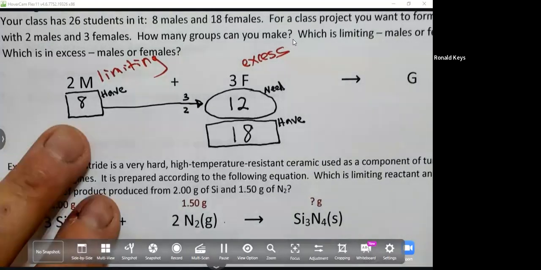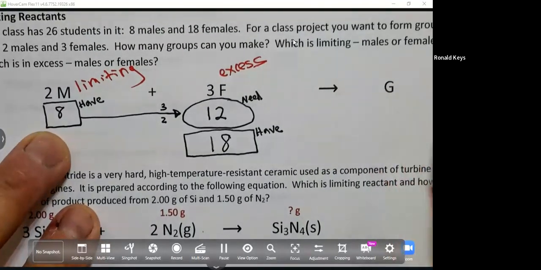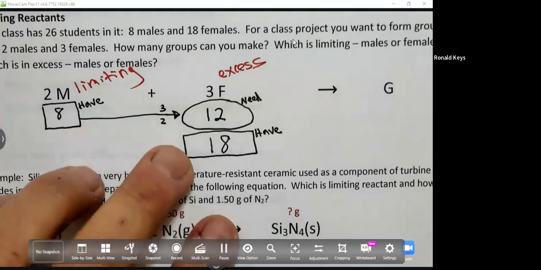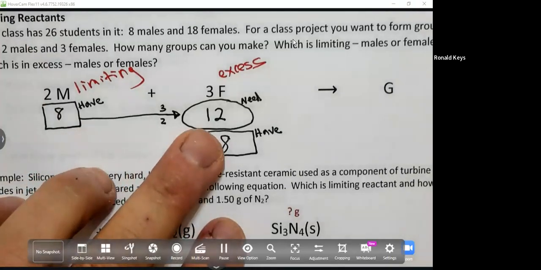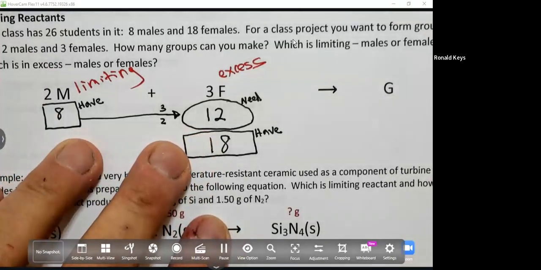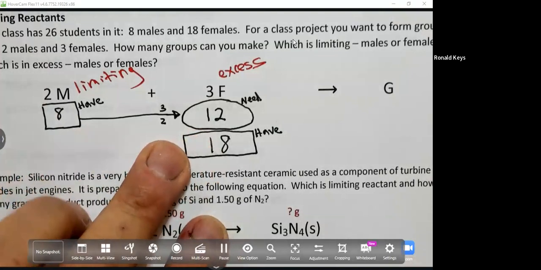The males are going to limit how many groups we can make. Now, if I go back to the same thing, I can put three females, 2 males in this corner, and 3 females and 2 males in this corner, and so on. I would be done after I make 4 groups, right?